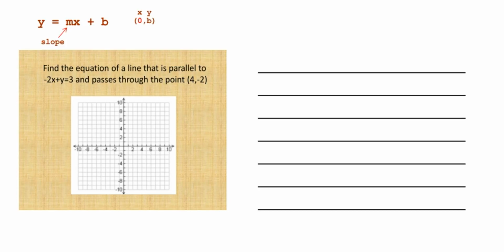We can also start with our coordinate, (0, b). And notice that the b value in this case is what we call the y-intercept. So from our equation, y equals mx plus b, m is the slope, and b is part of the y-intercept.